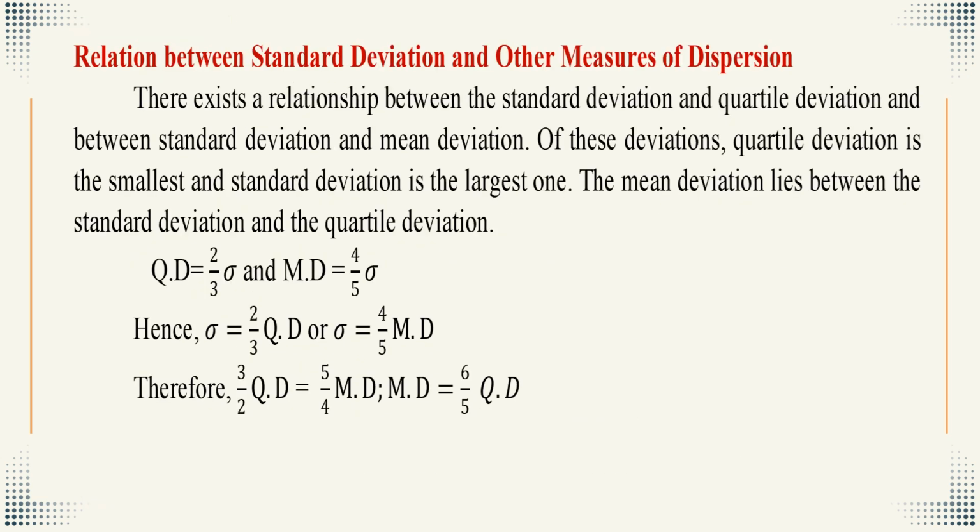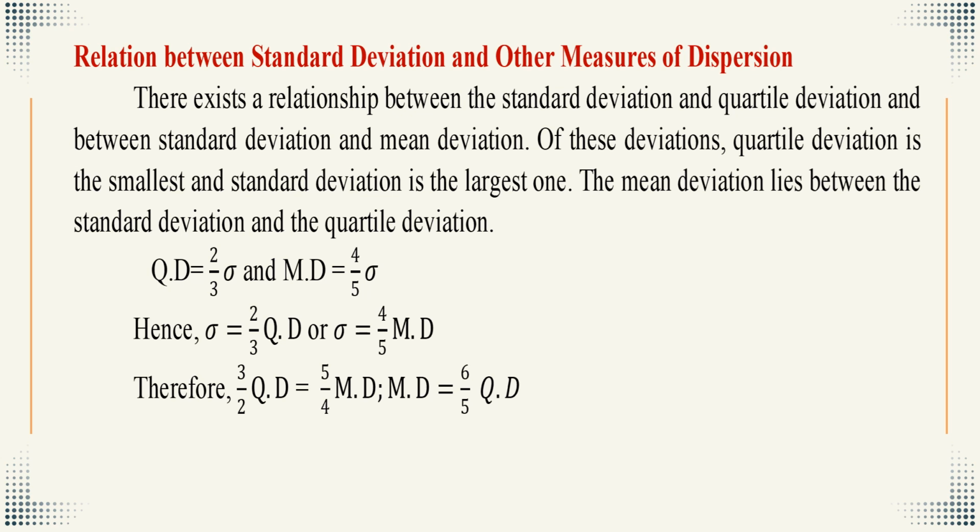Then relation between standard deviation and other measures of dispersion. There exists a relationship between the standard deviation and quartile deviation, between standard deviation and mean deviation. Of these deviations, quartile deviation is the smallest and standard deviation is the largest one. The mean deviation lies between the standard deviation and the quartile deviation.